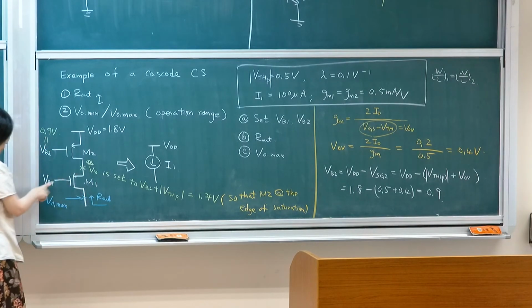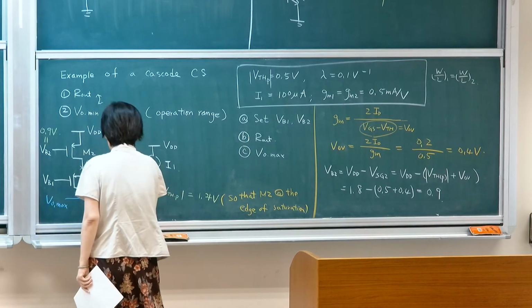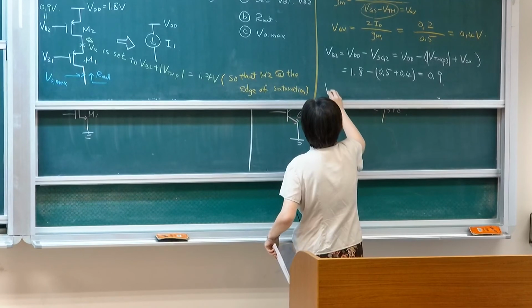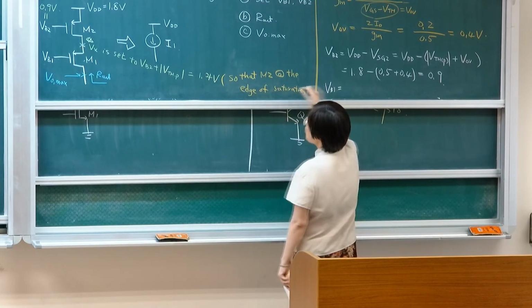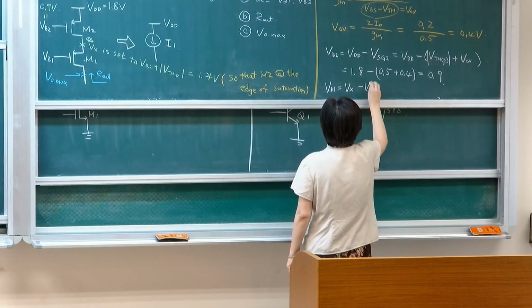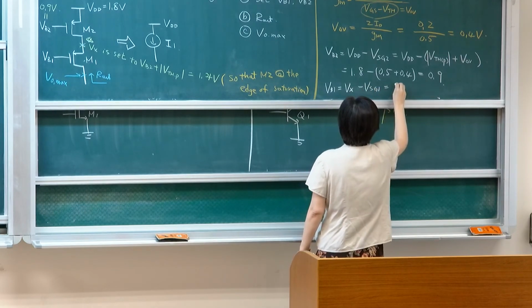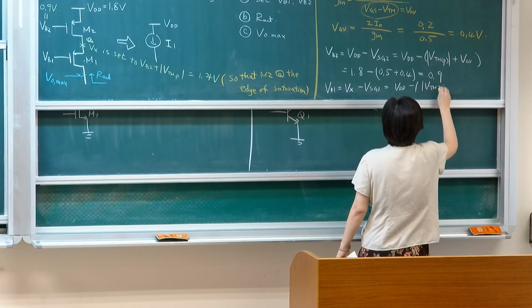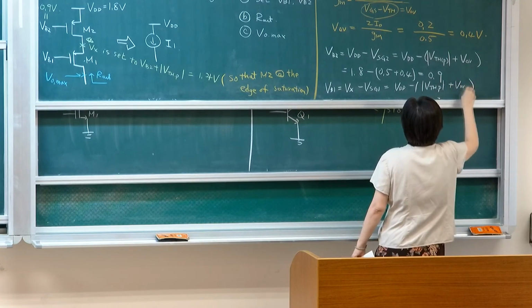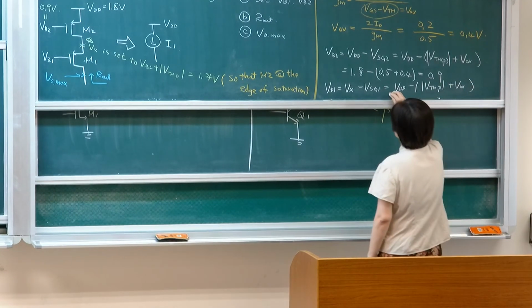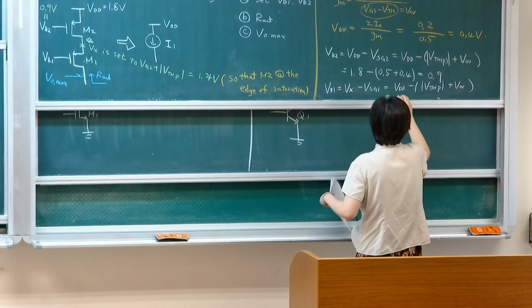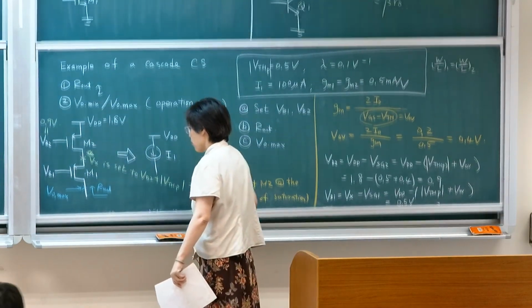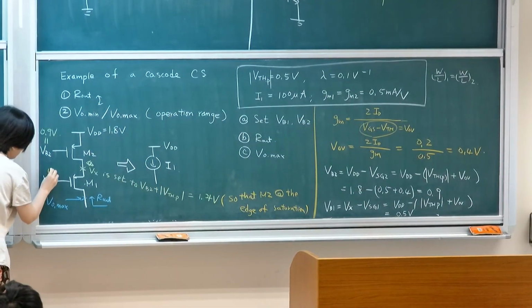So remember, this is set by VB1. Therefore, I can write it down. So VB1 will be Vx minus VSG1, which is VDD, the same thing, minus VTP plus VOV. So it's the same 0.9. So this will then set this to 0.5. Okay? This will be 0.5 volt.